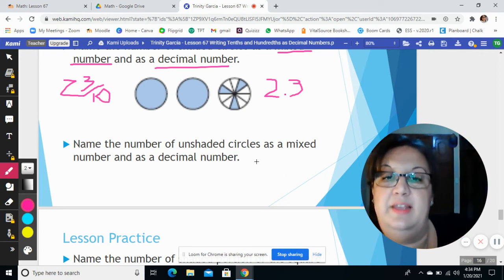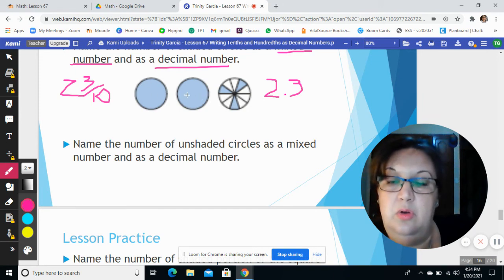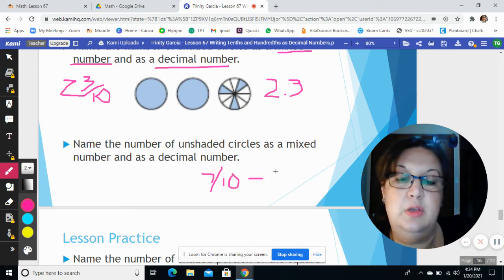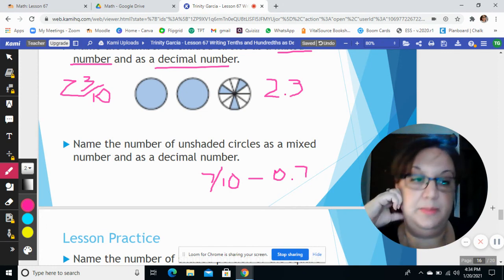Okay, so we would do the same, but we would only do this part, right? Because there is no whole number. So we would say, how many? 1, 2, 3, 4, 5, 6, 7 tenths is our fraction, and our decimal would be 0 because there are no whole unshaded circles. 0.7. Okay.